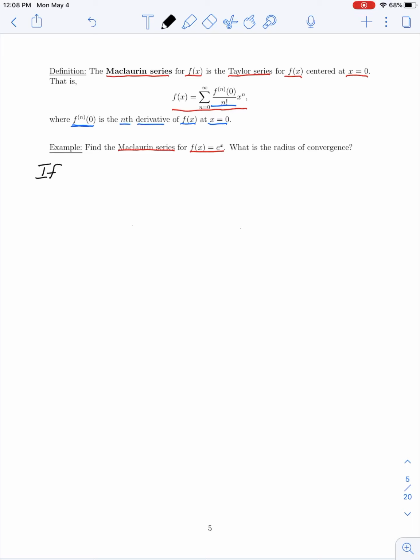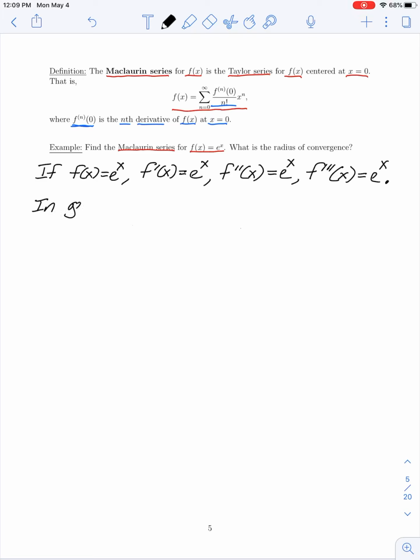So in this example, if we're working with the function f of x is e to the x, then our first derivative, f prime, would be e to the x. And then our second derivative would also be e to the x. Our third derivative would also be e to the x. And so in general, we know for e to the x, any higher order derivative would be the original function. So in general, any nth derivative of this function would be given by e to the x.